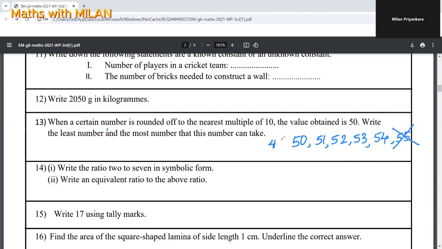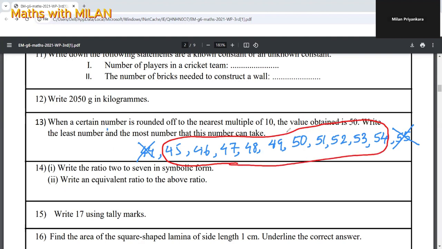So what about 49? Yeah, that can also be 50, right? 48, yeah, that's okay. 47, fine. 46, 45, that's also fine. What about 44? No, we can't take 44 because 44 goes to 40, right? And I think it's very simple. If you draw this kind of rough work, always do rough work. Do not hesitate to do rough work, right? Always do rough work and find out. So when you round all these numbers to the nearest 10, it becomes 50.